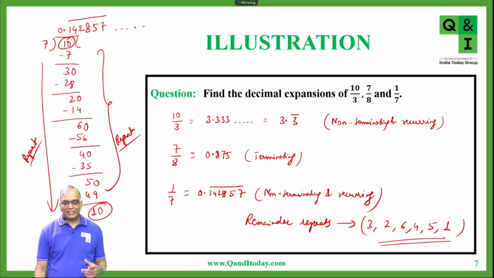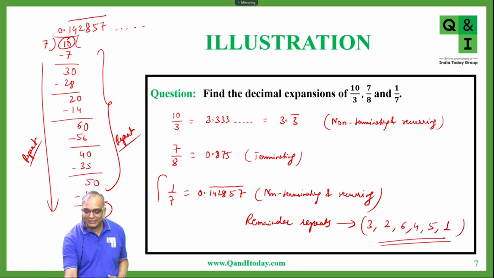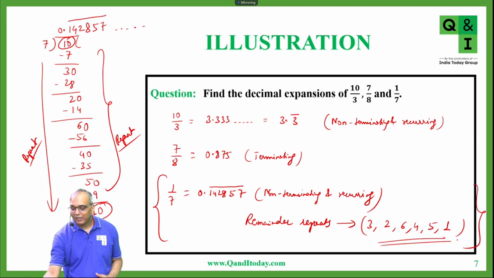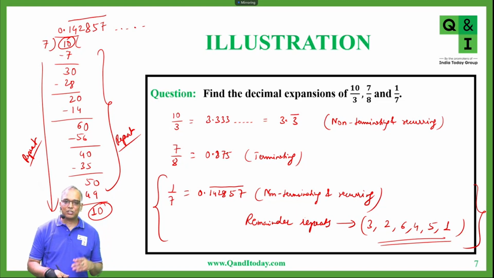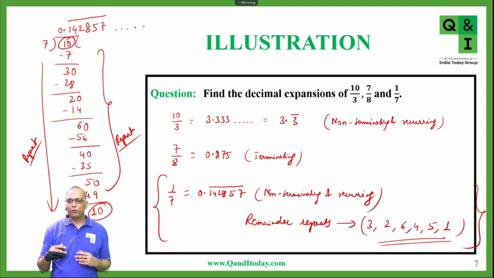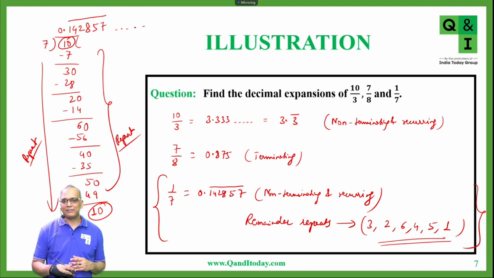You need to understand, especially the 1 by 7 thing, because there is a question in NCERT as well around this, where you have to calculate 2 by 7, 3 by 7, 4 by 7. You have to convert them into decimal expansion. So we will be using this concept of repetition of remainder as well as quotient when we are getting the decimal expansion of 2 by 7, 3 by 7, 4 by 7, 5 by 7, and 6 by 7.